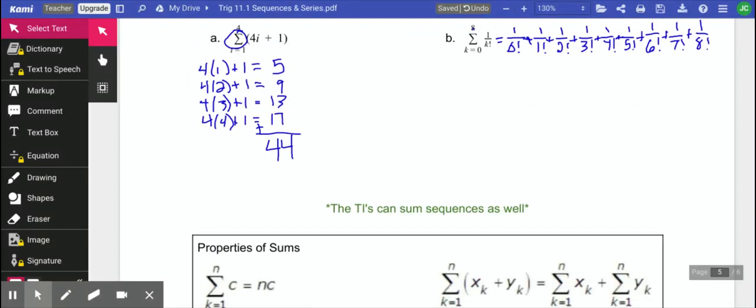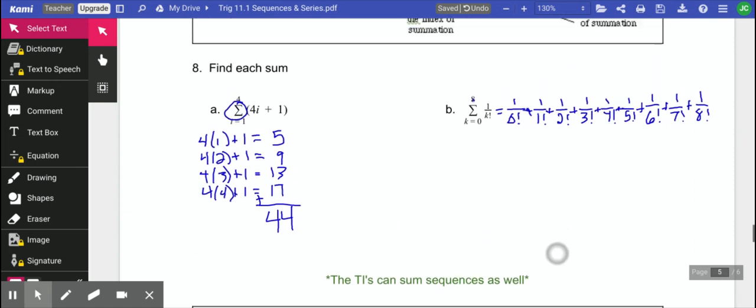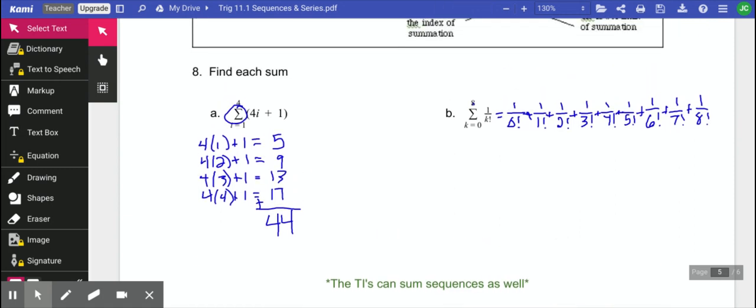Yes, your calculator can do sequences as well. And so does Desmos. Let me start a different video and I will show you how to do this on Desmos.